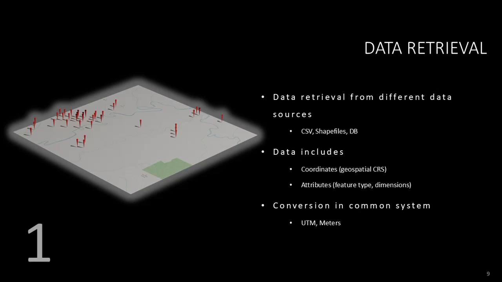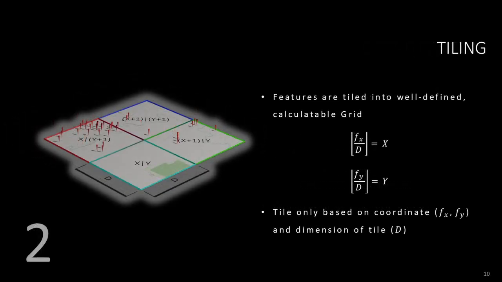So for the coordinates, we utilize UTM, which helps to massively simplify further processing, and for the attributes, we utilize meters. Using UTM coordinates over other coordinate systems allows us to immediately apply our tiling method, as we achieve a tiling by dividing the x and y coordinates of the point features by a constant d.